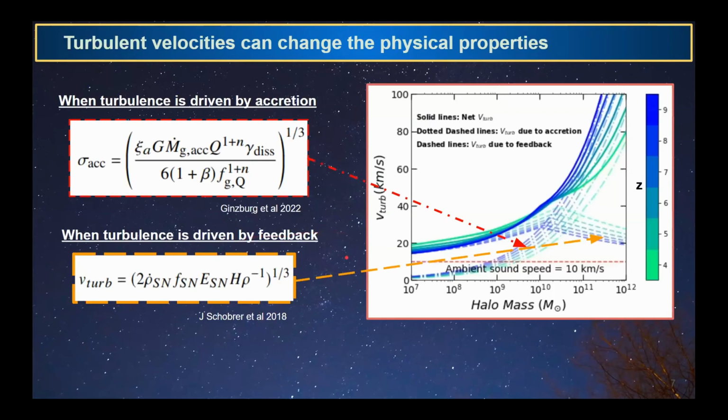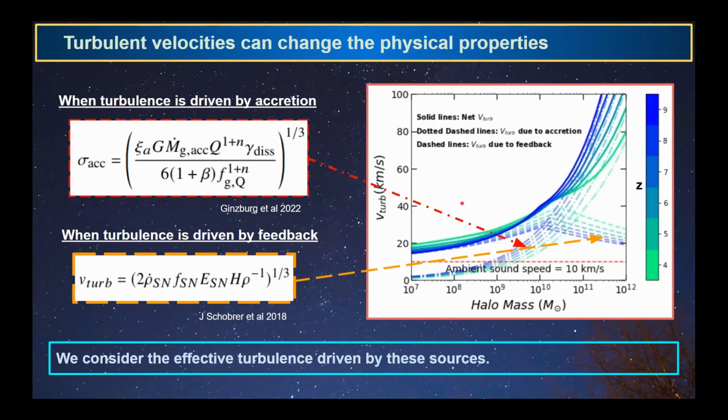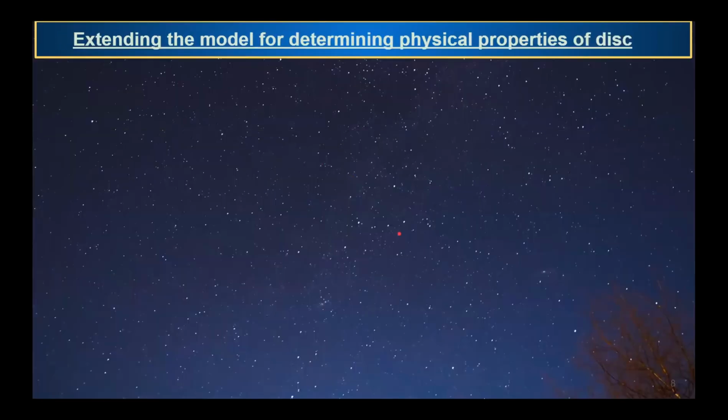If you look at the plot here, I'm plotting the turbulent velocity with respect to the halo mass. You can see that the dash-dotted line represents the turbulent velocity because of the accretion, and it evolves linearly with the halo mass, which is quite expected because for high halo mass we can expect high accretion rate. And this dashed line represents the turbulent velocity because of the feedback. So what we do is take the net velocity effect from both of these when we implement it in our model to calculate the rest of the physical properties.